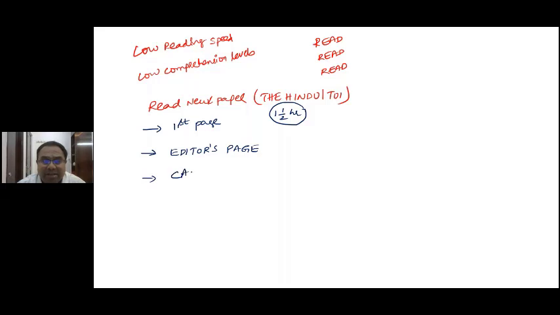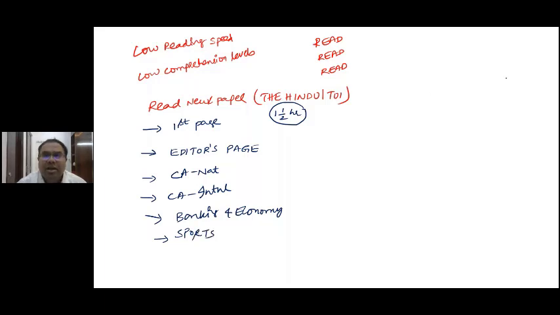So there is a page for national current affairs, a page for international current affairs, a page called banking and economy, and sports. Read these 6 pages without fail, right? Then one monthly magazine, right? One monthly magazine. When I say one monthly magazine, you can refer to India Today, Frontline, Outlook, any of those. Plus one for GA preparation.